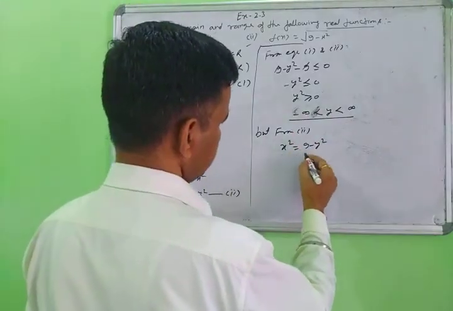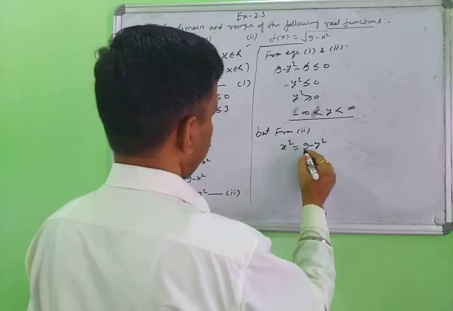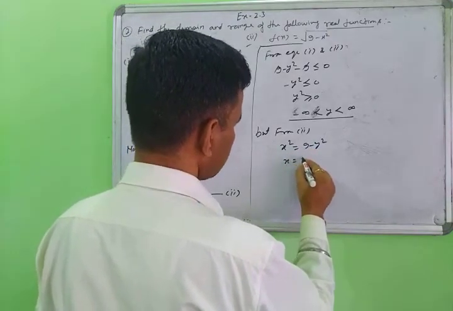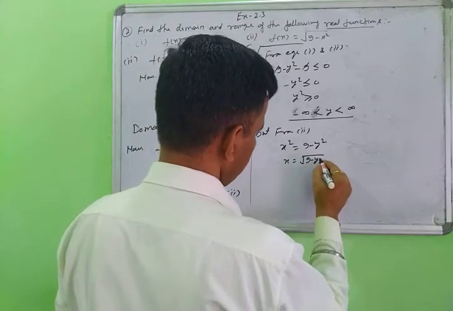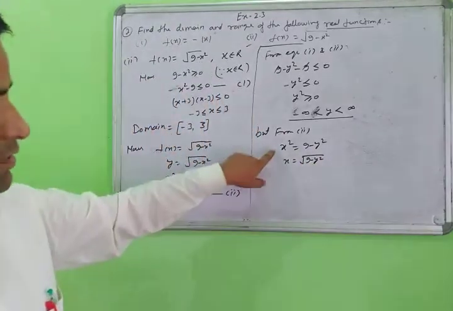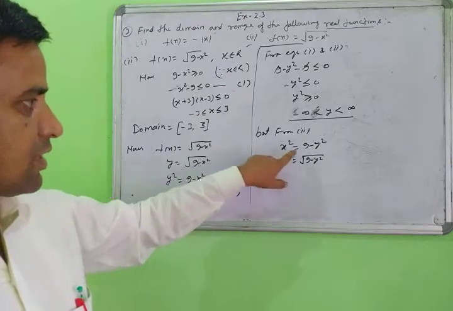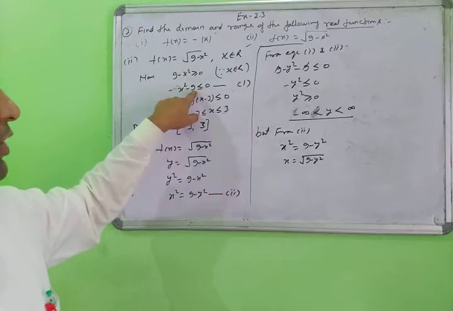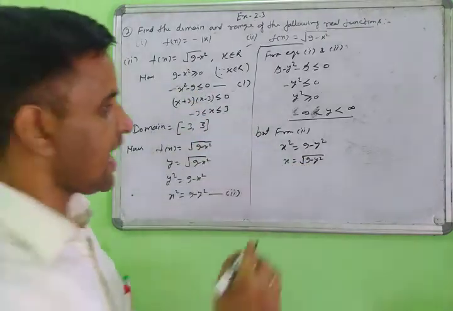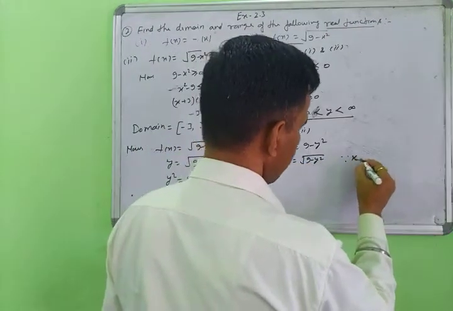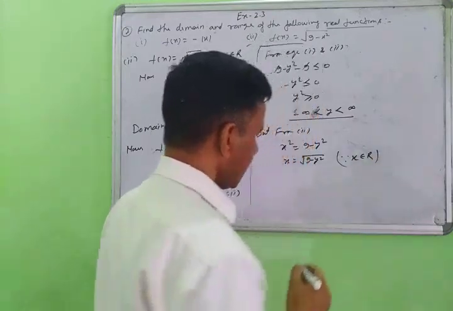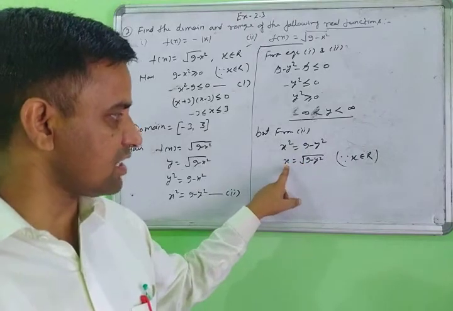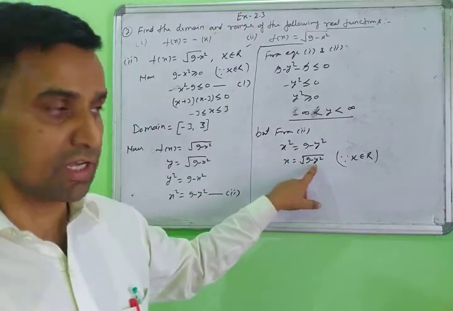The range here: x square, then x equals root of 9 minus y square, from equation second. This will be, x belongs to the real numbers, because x belongs to the real numbers, then this will also be a real number. When x is a real number, it means 9 minus y square is also a real number.